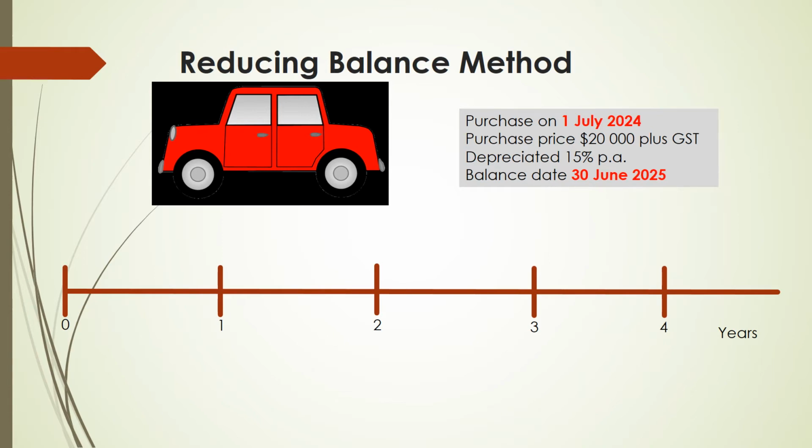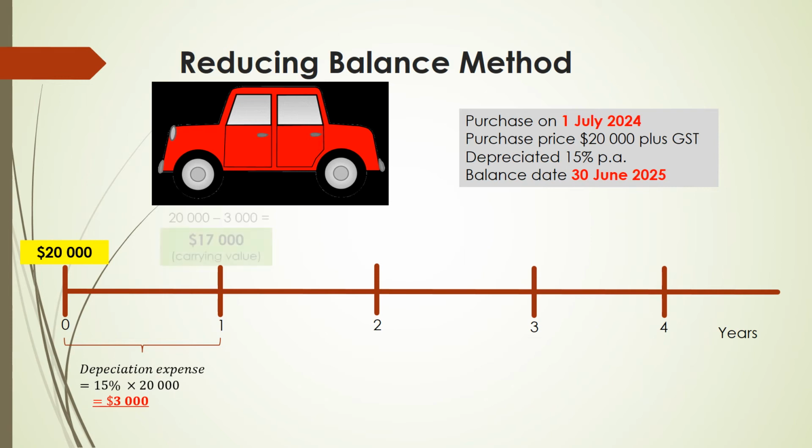In this example here, we purchased the car on the 1st of July at a purchase price of $20,000 plus GST. The depreciation rate given to us is 15% per annum, and the balance date is 30th of June. So here we are at the start with the purchase price of $20,000. We calculate the depreciation expense for the first year by applying the 15% depreciation rate to the $20,000, giving us a $3,000 depreciation expense. At the end of the first year, we need to calculate the carrying value of the car, which works out to be $17,000.